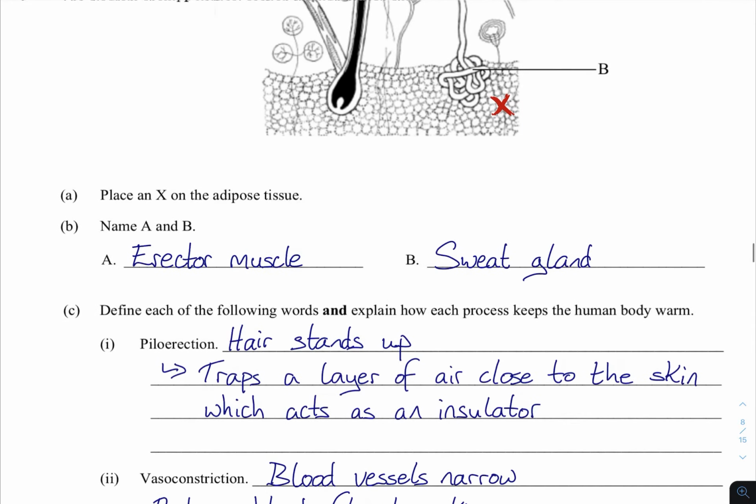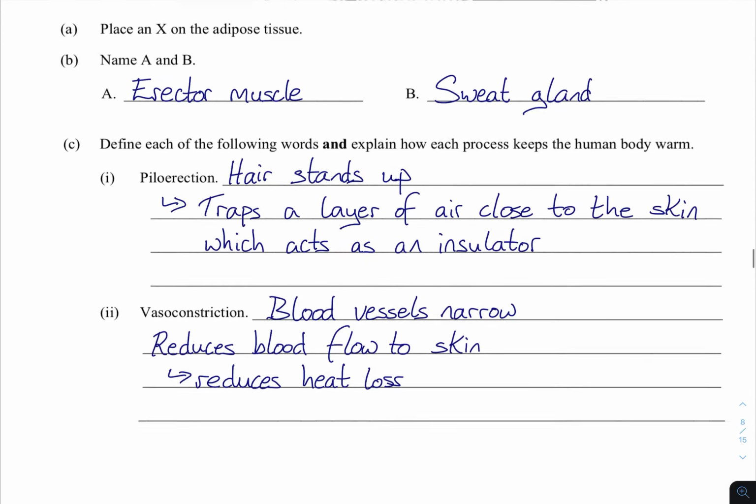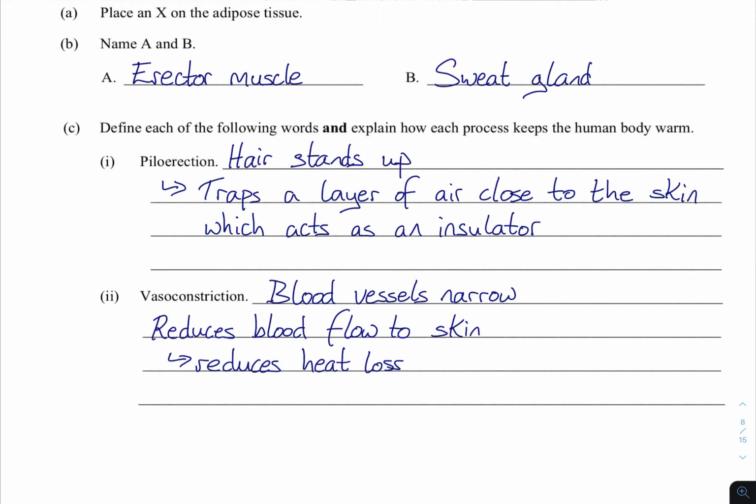Now you're asked to define each of the following words and explain how the process keeps the body warm. Well, piloerection: hair stands up, and when the hair stands up, it traps a layer of air close to the skin, which acts as an insulator. Please use the word insulator when describing the piloerection. And then vasoconstriction, almost identical questions now to 2016, is where the blood vessels narrow, which reduces the blood flow to the skin, which therefore obviously reduces heat loss.